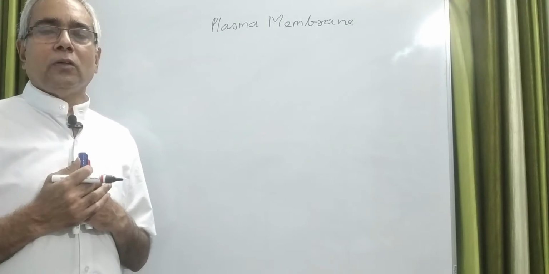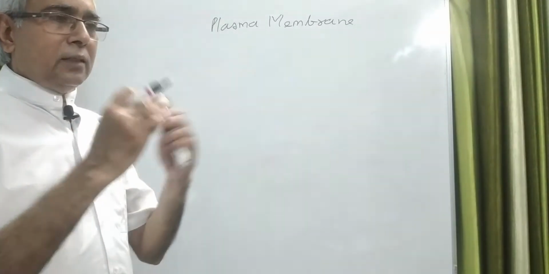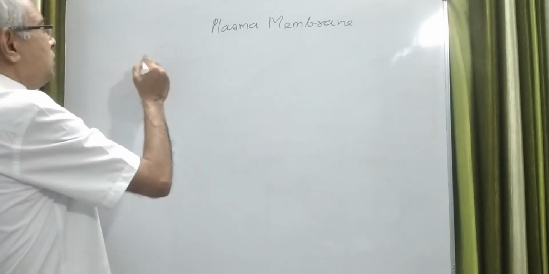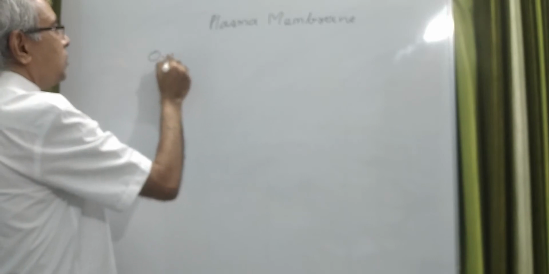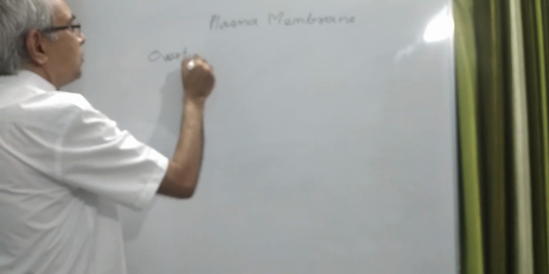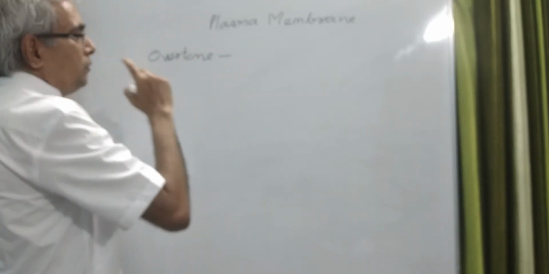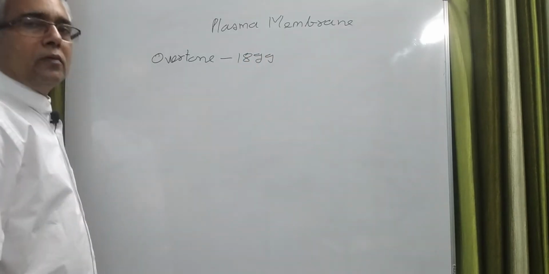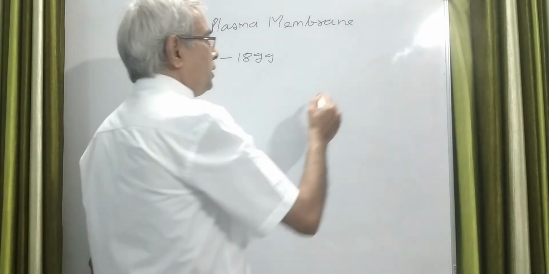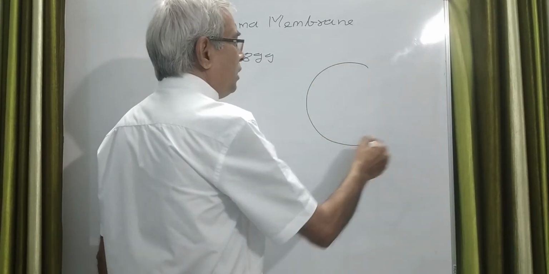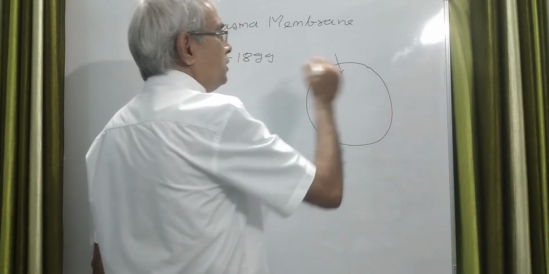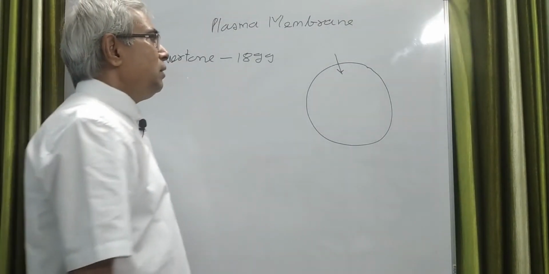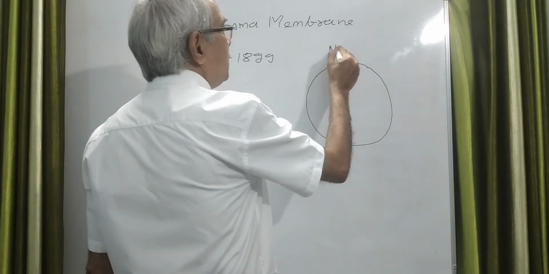The first person who proved that there is something like a membrane present around the cell was Overton. Overton proclaimed in 1899 that the plasma membrane has the property of allowing certain substances to enter inside the cell, and the substances which can enter easily inside the cell were all non-polar in nature.